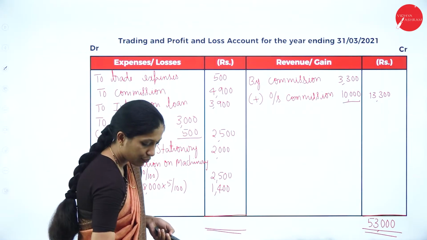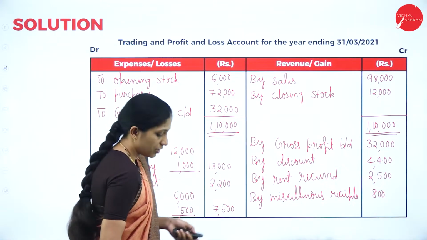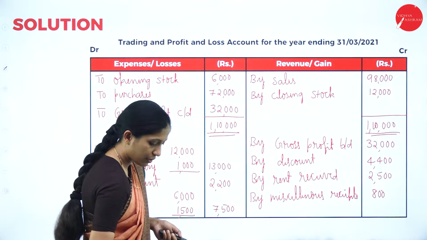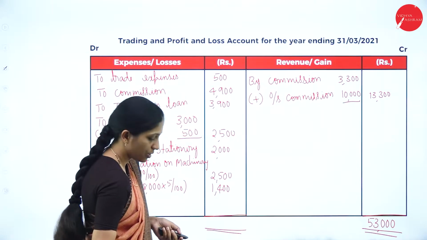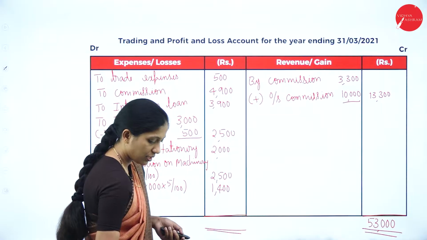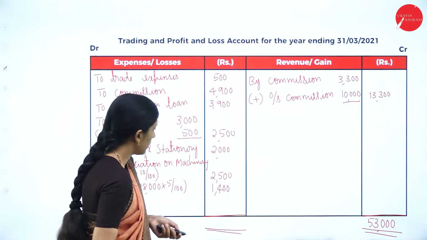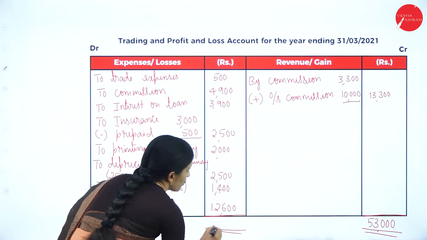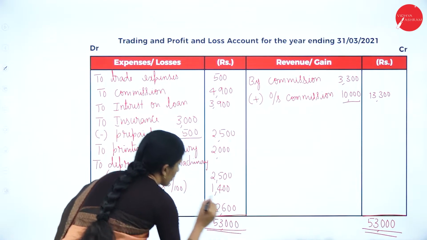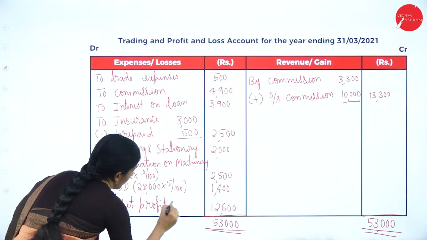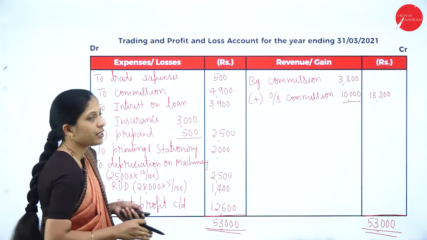So once again we shall check. 53,000 minus 13,000 minus 2,200 minus 7,500 minus 500 minus 4,900 minus 3,900 minus 2,500 minus 2,000 minus 2,500 minus 1,400. So it will be 12,600. So total both the sides is 53,000. So this 12,600 is what? To net profit carried down. Okay, so this is about your trading P&L account.